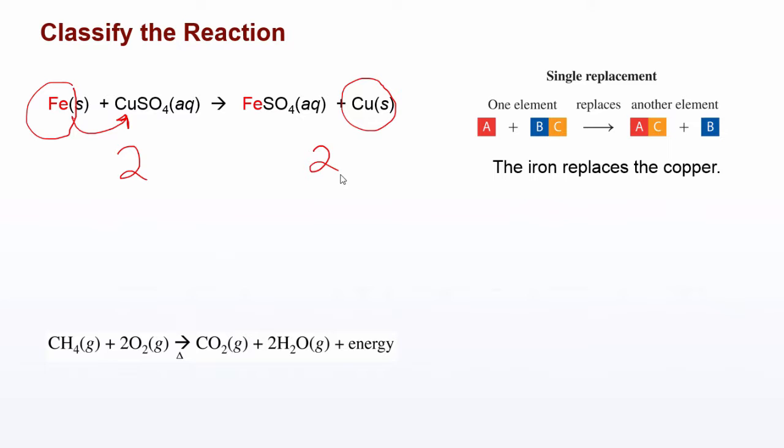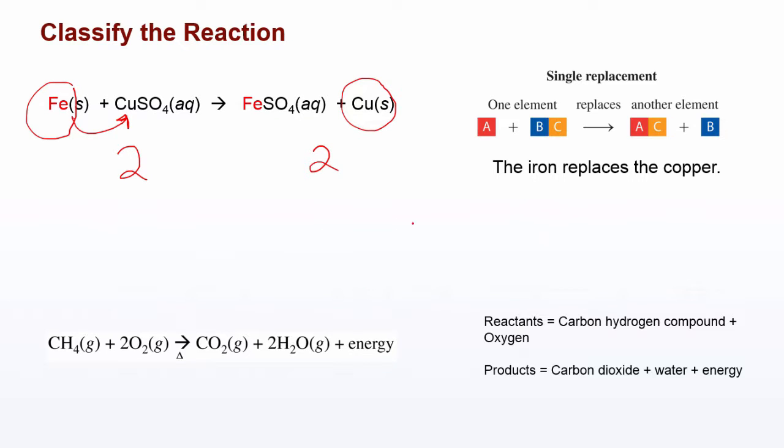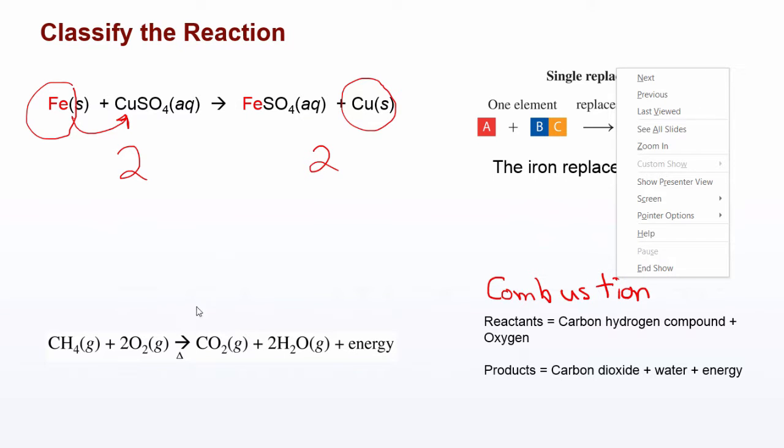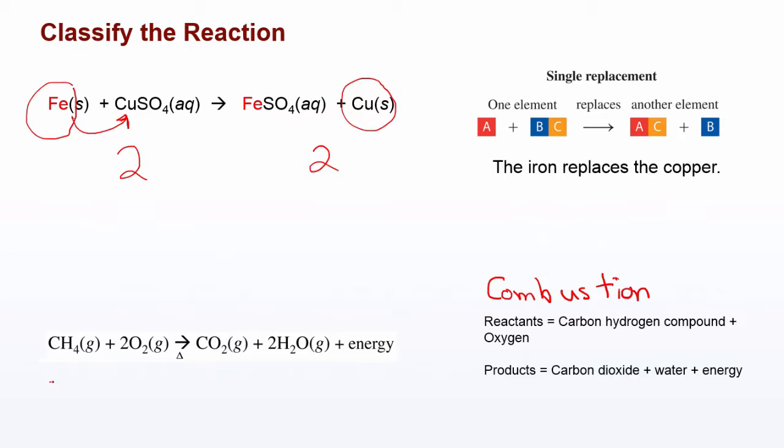Okay, so let's look at the next one here. So we've got methane, we've got oxygen as our reactants, and then we're ending up with carbon dioxide, water, and energy. Okay, so that is going to be a combustion reaction. So remember, you can have any type of fuel to start. So an alkane, this is a methane here. And then you're going to also start with oxygen, and then you'll always end up with carbon dioxide and water, and then energy.